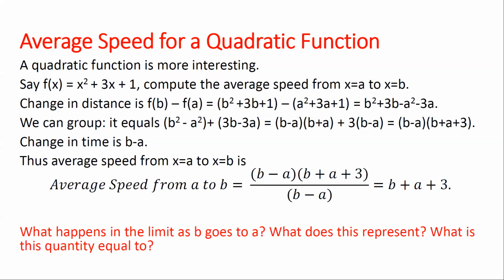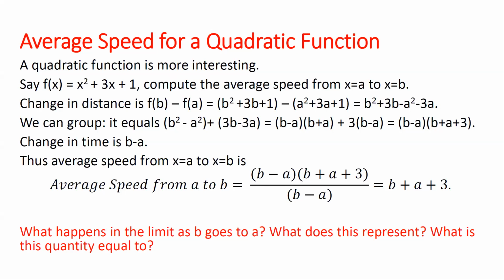What quantity does this represent? So you're calculating the average speed from a to b, where b is getting closer and closer and closer to a. What do you think this represents? Driving to someplace. But you need to give me some kind of interpretation. What kind of speed is it?